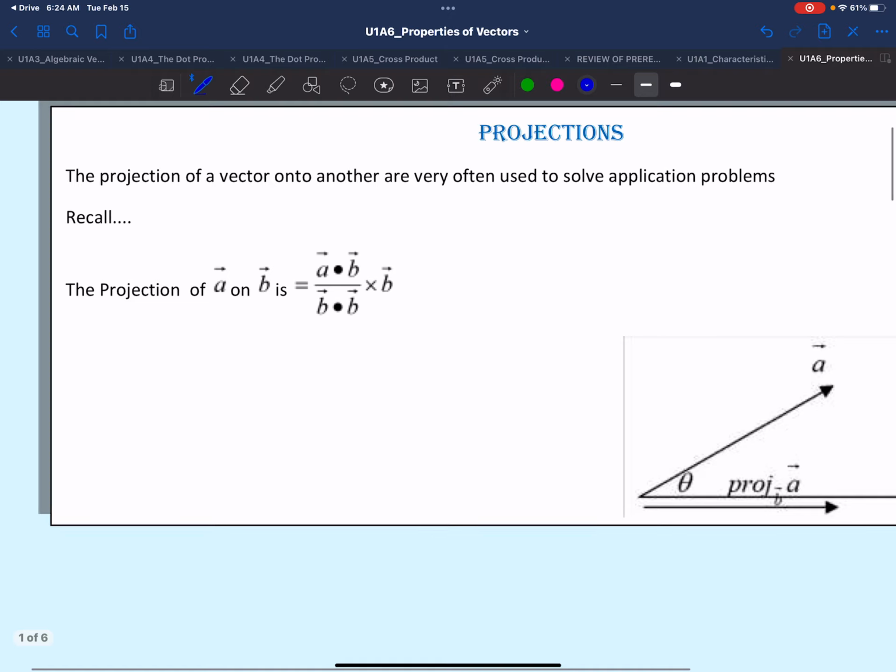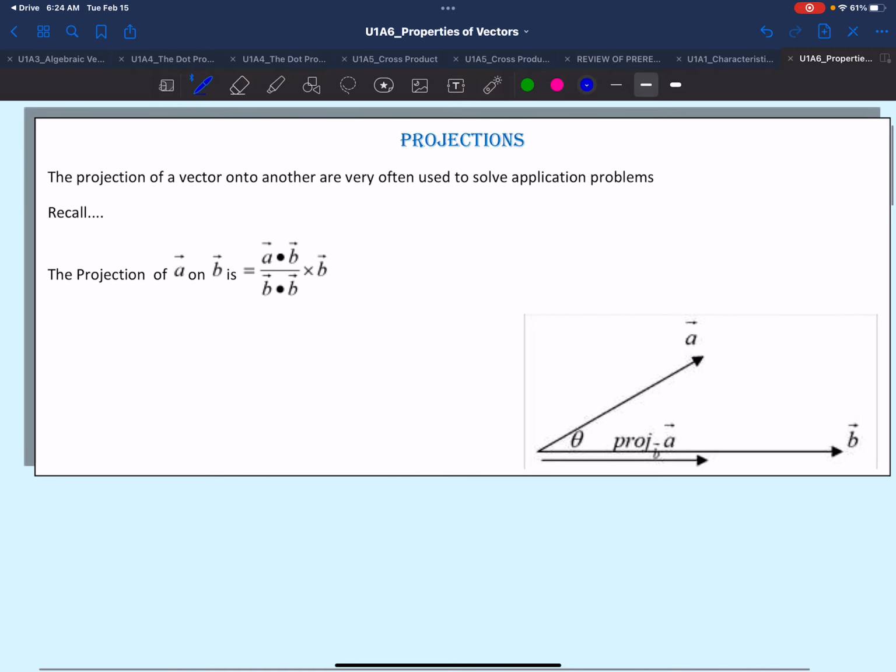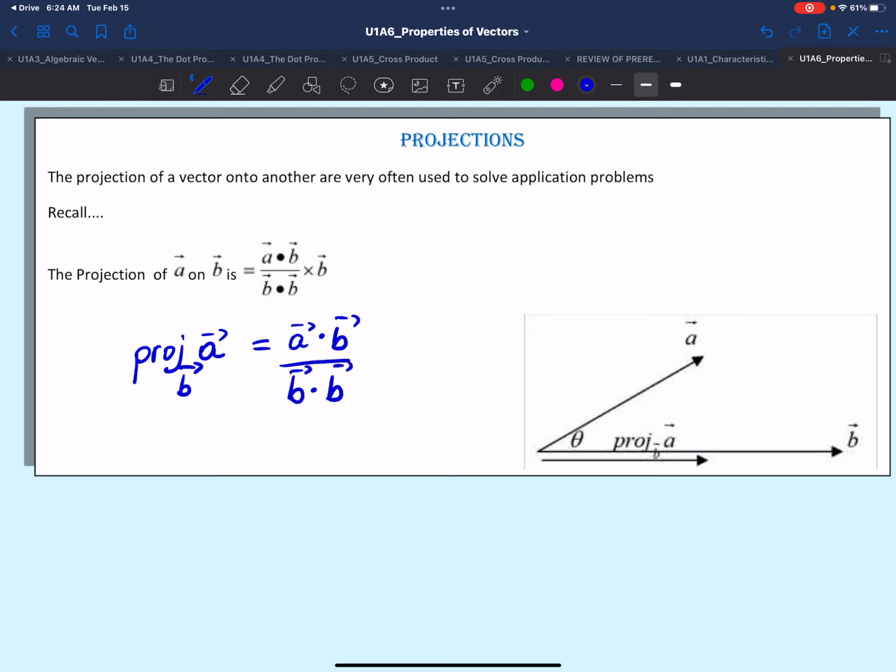We also talked about projections, and we said that the projection of A on B, which is written as projection of A onto B, equals the dot product of vectors A and B divided by B dot B, and then multiplied by vector B.